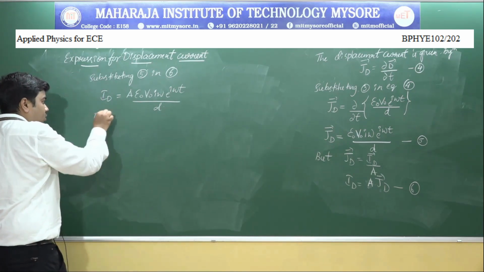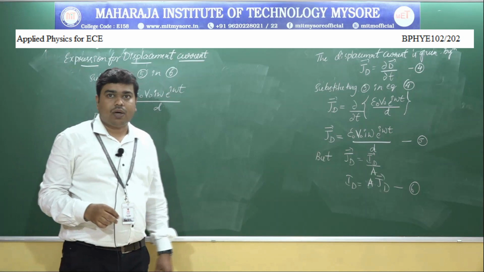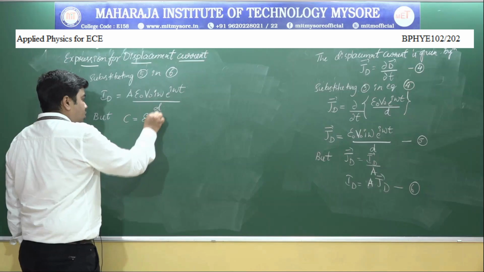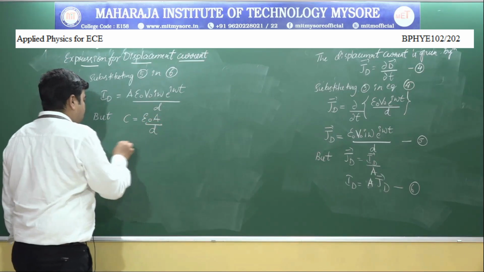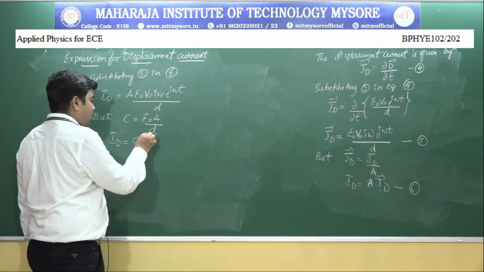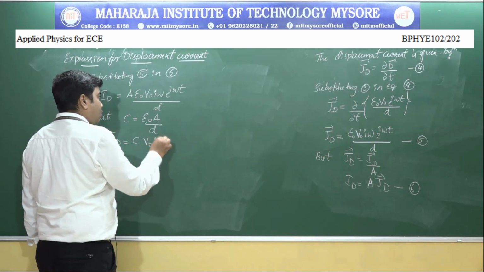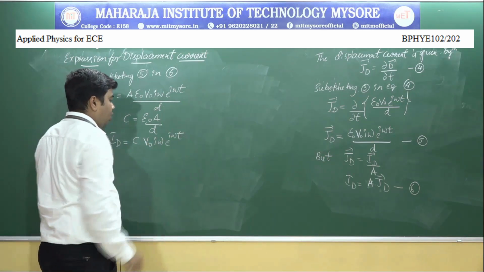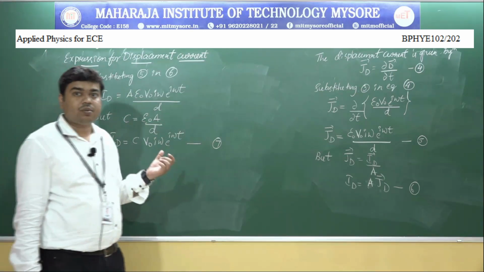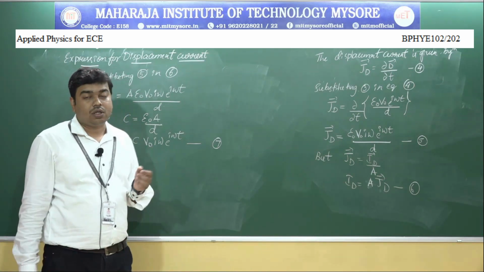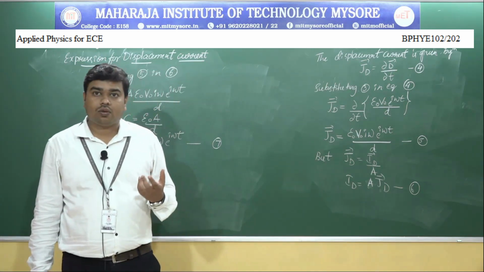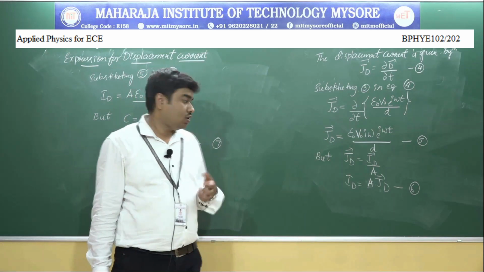But we know that the capacitance of the two parallel plates capacitor is given by C is equal to epsilon naught A by d. So, the displacement current becomes C V naught i omega exponential i omega t. Equation 7 is the expression for the displacement current. Now, the displacement current is the term in Maxwell's equation that appears in time varying conditions. It does not describe any movement of charges through it and its associated magnetic field.